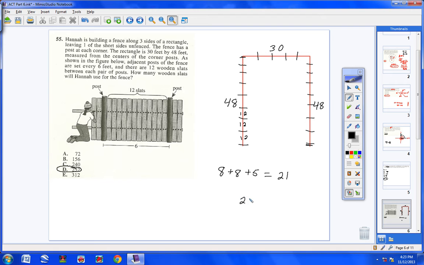So you have 21 spaces. Each one is worth 12. So if you do your multiplication, this would be a 1 here. You will get 252. Okay, 252.